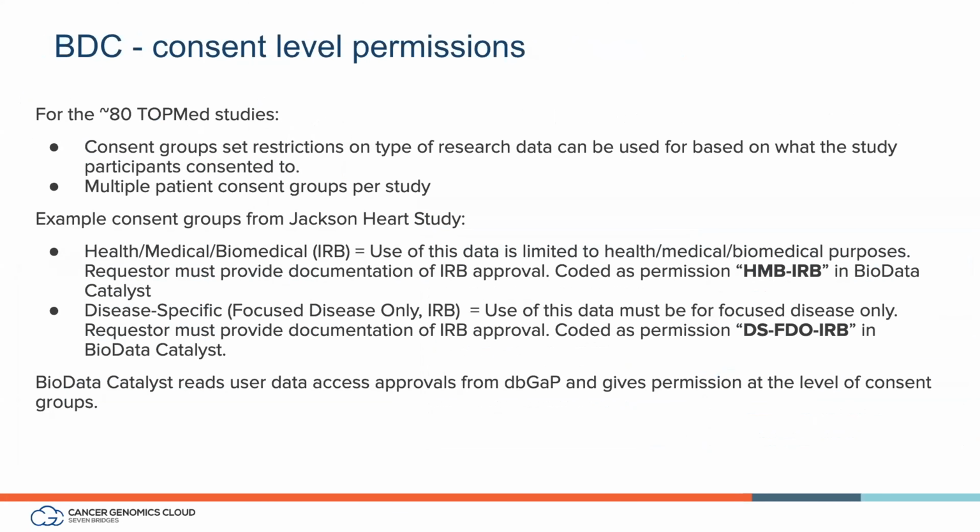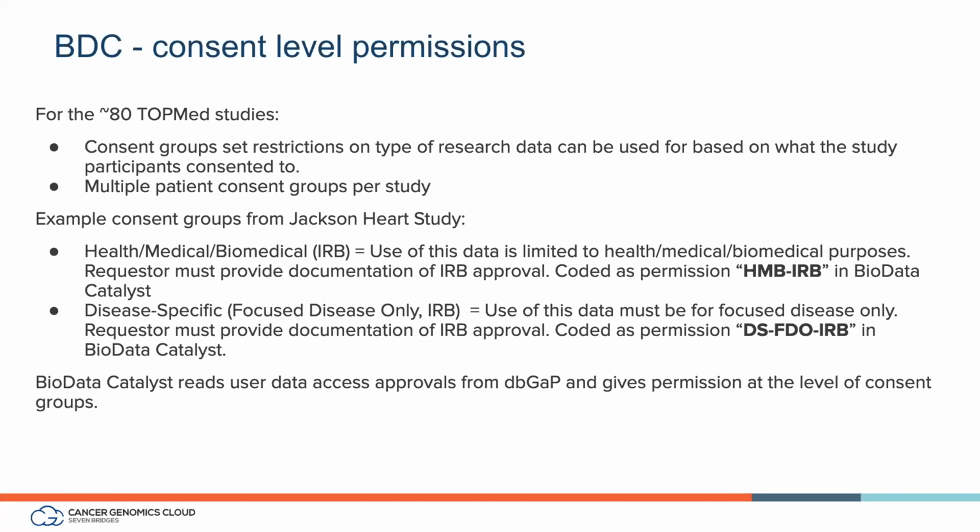One of the nuances of the Biodata Catalyst platform is that for studies other than TOPMed, people basically have permission to the whole study or they don't. So you get access to the entirety of TCGA or you don't have any access to TCGA. The TOPMed studies are a little bit different, where there are consent groups based on what patients consented to, and there can be multiple of these consent groups per study. So for example, if you had access to the Jackson Heart study, you might not have access to all of the data. So there's more than one different consent group in here.